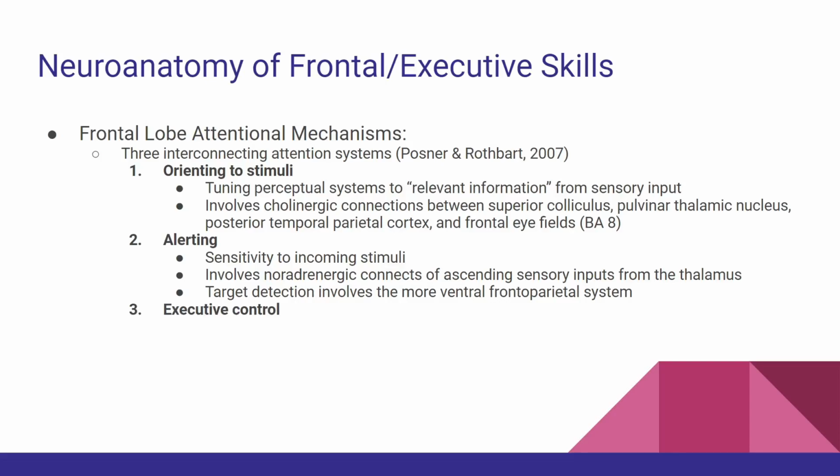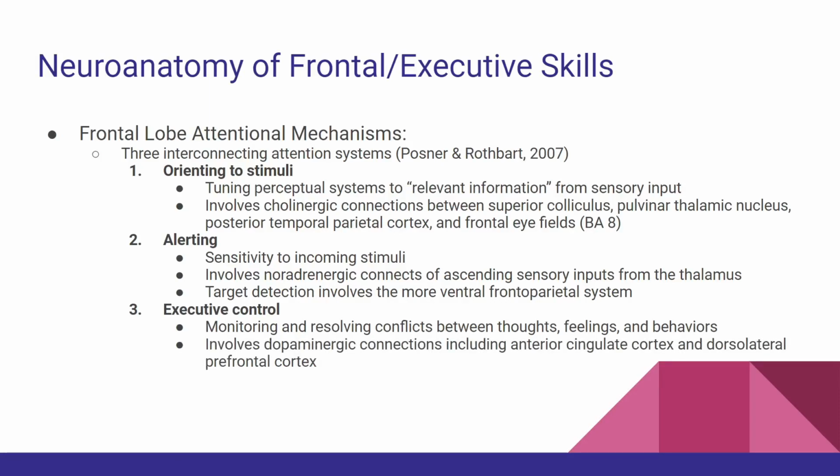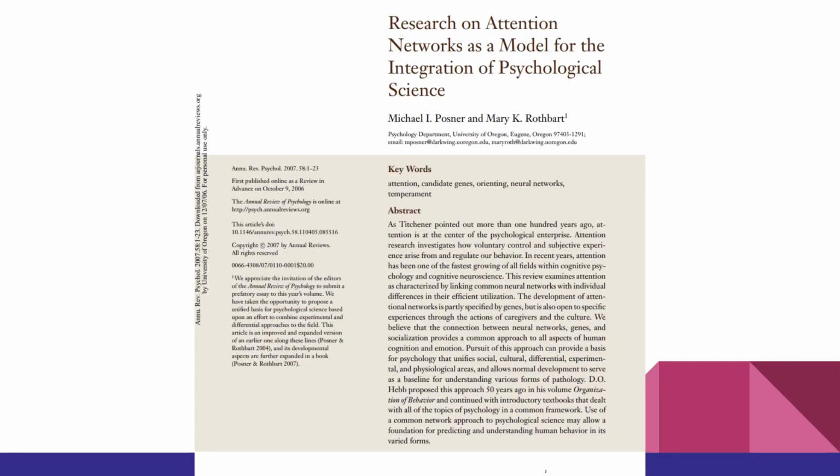And finally, the third system is executive control, and this involves monitoring and resolving conflicts between our thoughts, feelings, and behaviors. So it essentially allows us to sort through the information that's being sent back to the cortex and act on it in a meaningful and useful way. And this process involves dopaminergic connections, or neurons within the brain that predominantly use dopamine, including brain areas like the anterior cingulate cortex, as well as the dorsolateral prefrontal cortex. And you can read more about these different executive attentional systems within this paper by Posner and Rothbart in 2007.